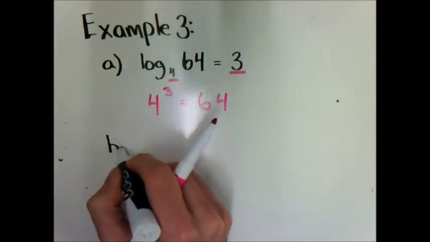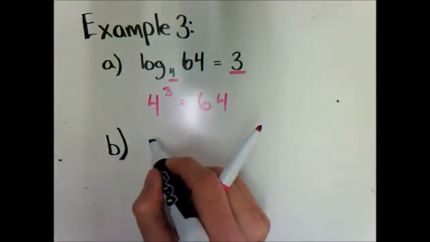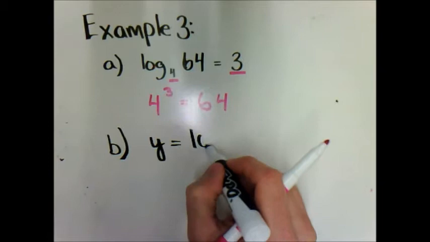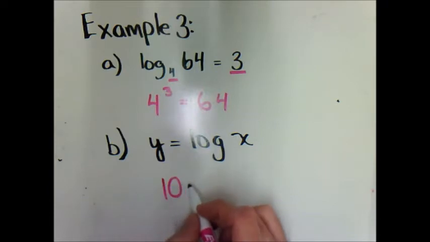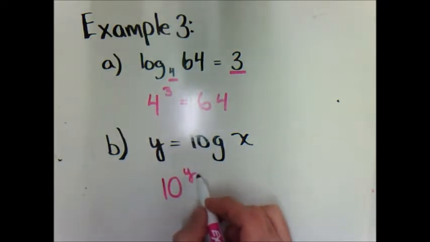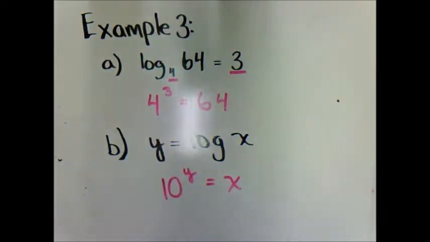B says y equals the log of x. Now, because there is no base written, this function is understood to be the common logarithm of x with a base 10. So in exponential form, this is 10 to the power of y equals x. Nothing too tough there.